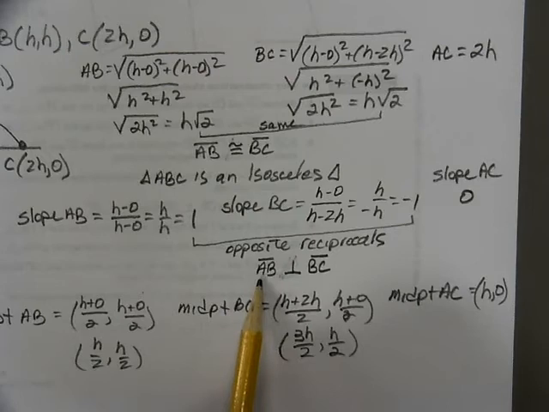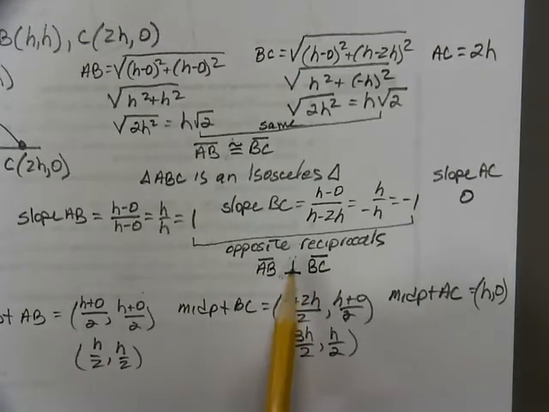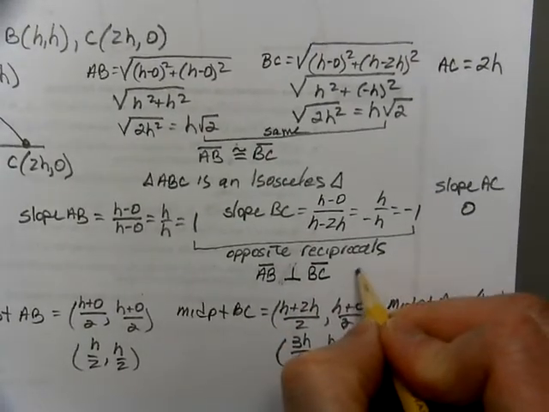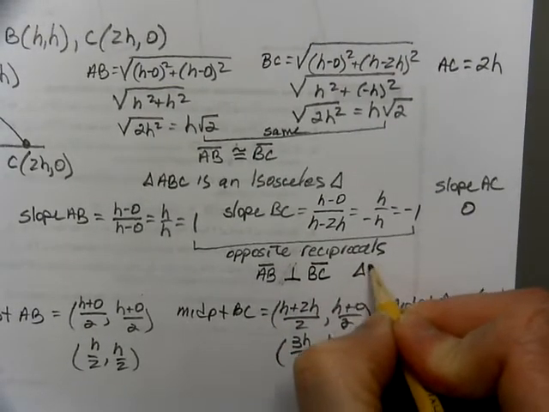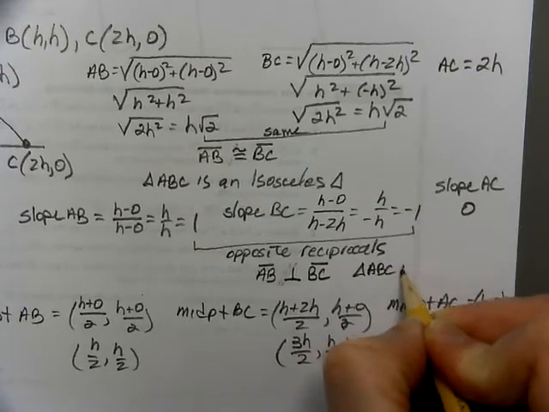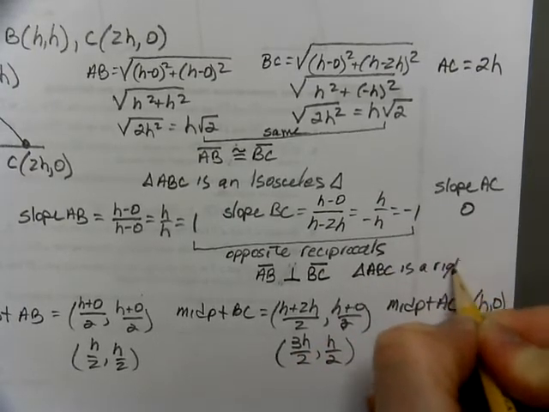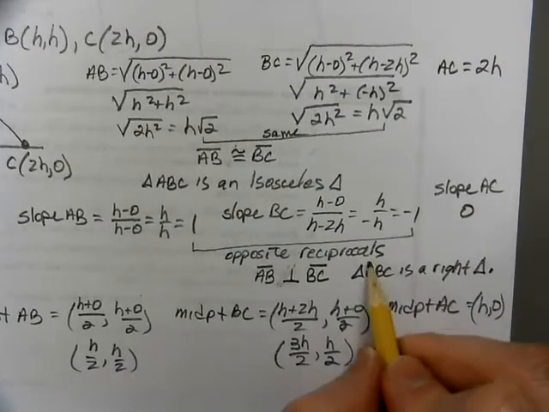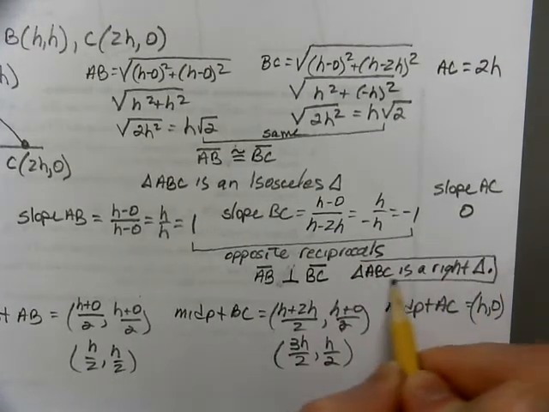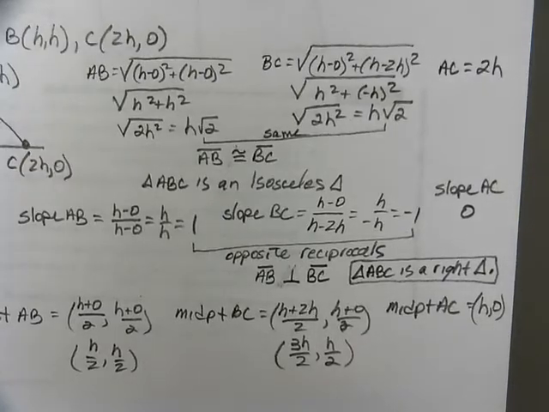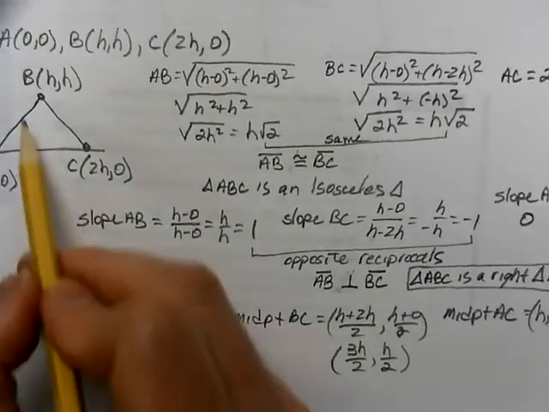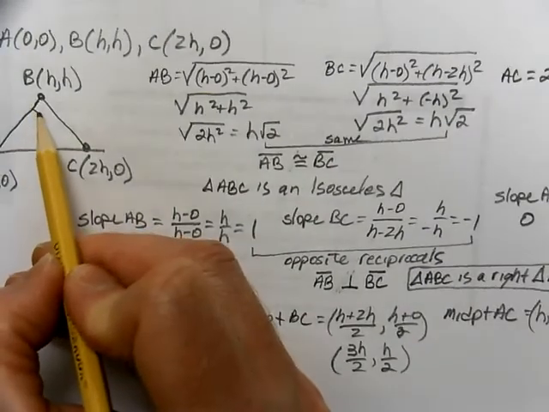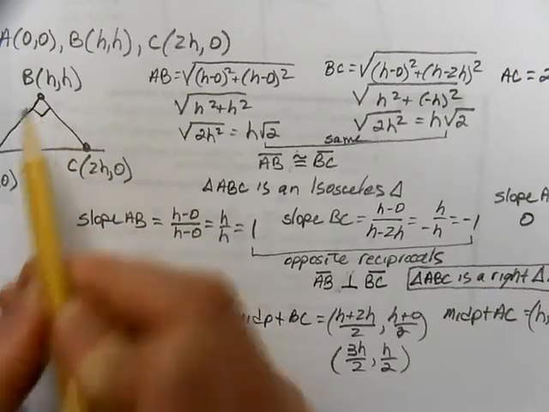So we know that we're perpendicular. If two sides are perpendicular, then we know that triangle ABC is a right triangle. It's a right triangle because these two sides are perpendicular to each other.